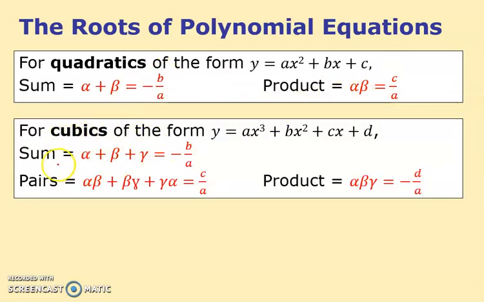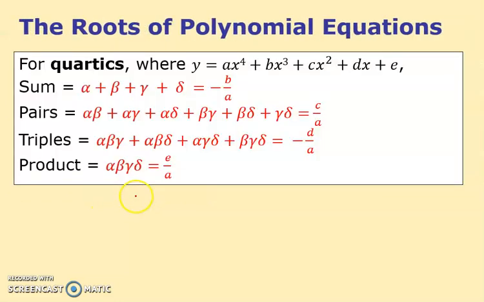For cubics, we get the sum, we get the pairs and the product. Minus b over a, c over a, minus d over a. Notice the weird way of writing this, alpha beta plus beta gamma plus gamma alpha. So that's something to bear in mind. The typical way of writing it.